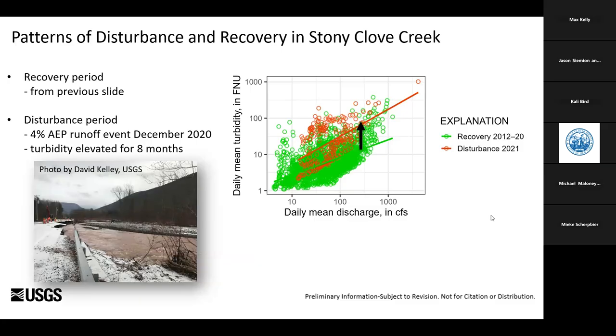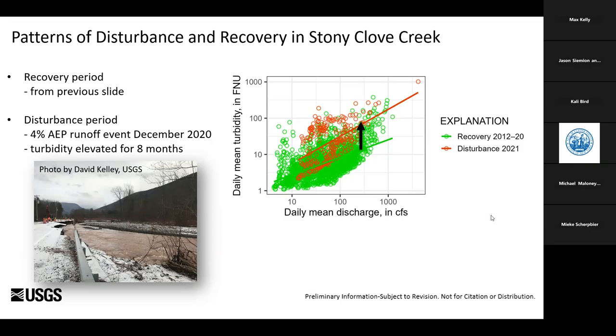So same recovery period from the previous slide. Now we're looking at another disturbance. We had that big December 2020 storm. Again, turbidity was elevated for 8 months. We had a nearly order of magnitude increase in turbidity as a result of that runoff event.